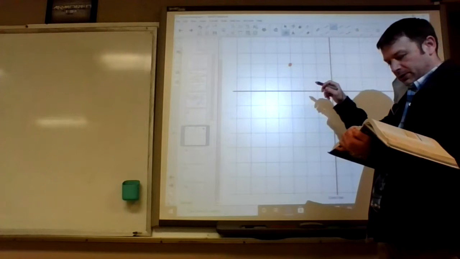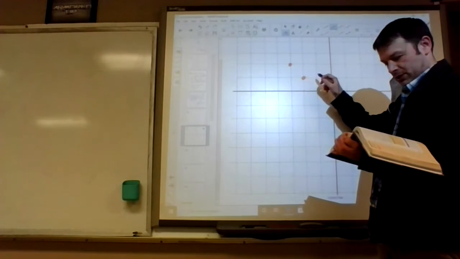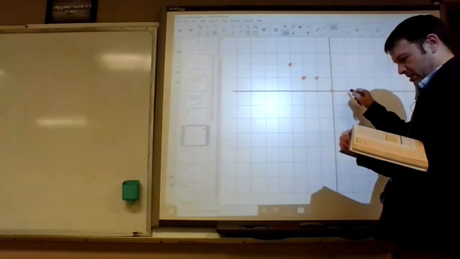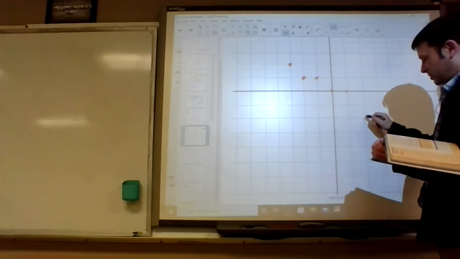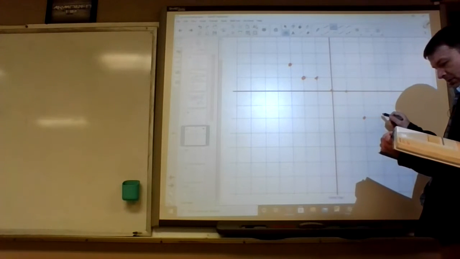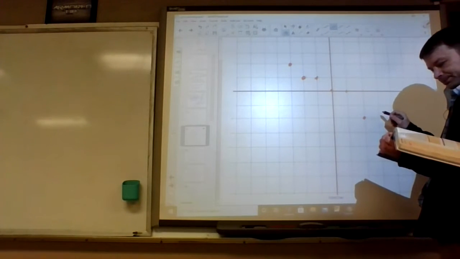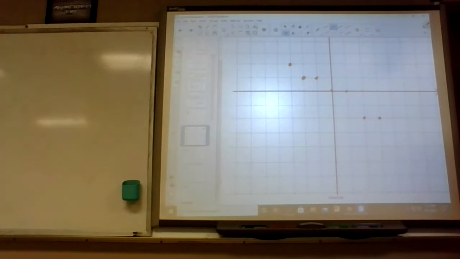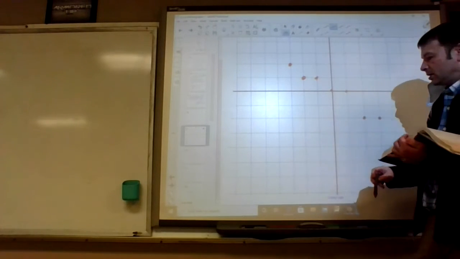-3, 2. Then where does it go? Down 1 over 1. Then it goes right 1, down 1 over 1, right 1. Down 1 over down 6, right? That's the graph of y equals f of x. I'm copying that one they gave me to start with.